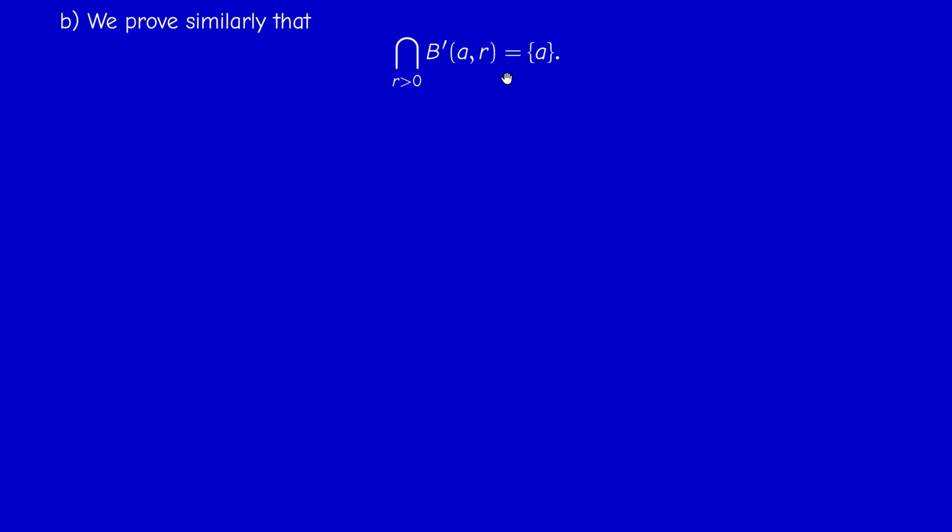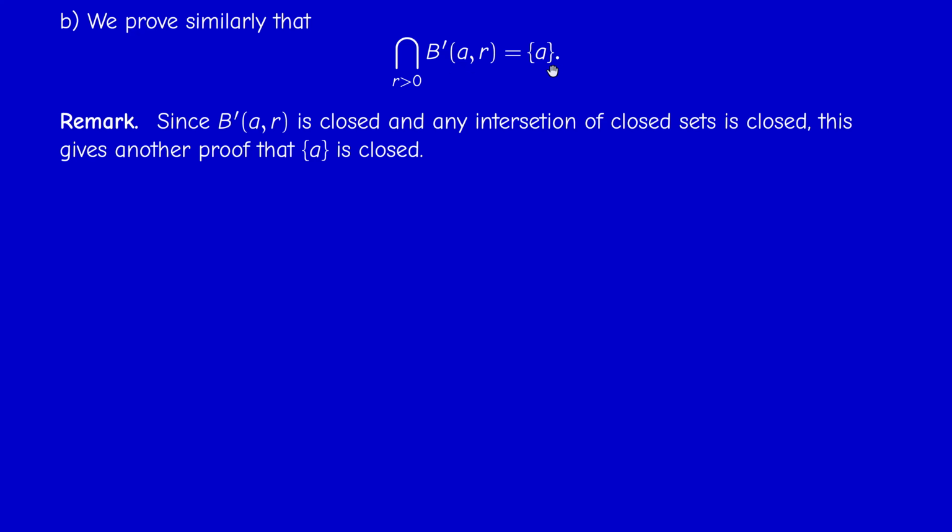And here's an interesting consequence of this identity. We know that a closed ball is a closed set, and an intersection of closed sets is a closed set. Therefore, the singleton A is closed. We proved that in the lectures in a different way. But here we have another proof that in a metric space, singletons are closed, and therefore finite sets are closed.